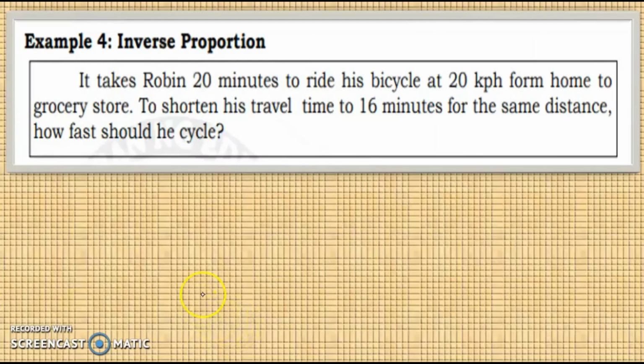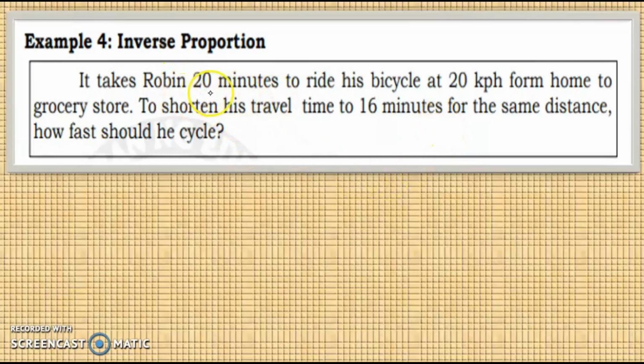Okay, so let us solve this problem. So first, let's analyze, no? Bibigyan ko kayo ng mas shorter way to solve this problem, basta inverse proportion, okay? So tingnan natin, no? 20 minutes to ride this bicycle at 20 kilometers per hour from home to grocery store. So ang gusto ng problem dito ay paikliin yung minutes. From 20 minutes, gagawin nating nag-decrease siya, gagawin 16 minutes. So ibig sabihin, kailangan mas bilisan niya ang pagbabike para na sa ganon, in 16 minutes, makarating siya sa grocery store. Okay? So yun ang gusto palabasin ng problem.